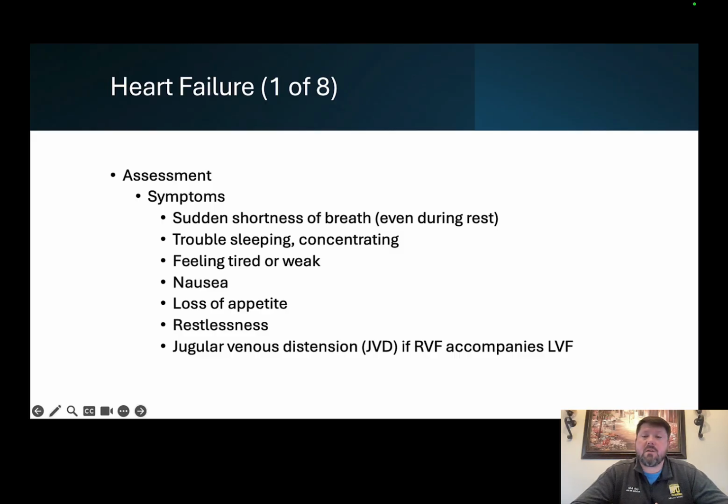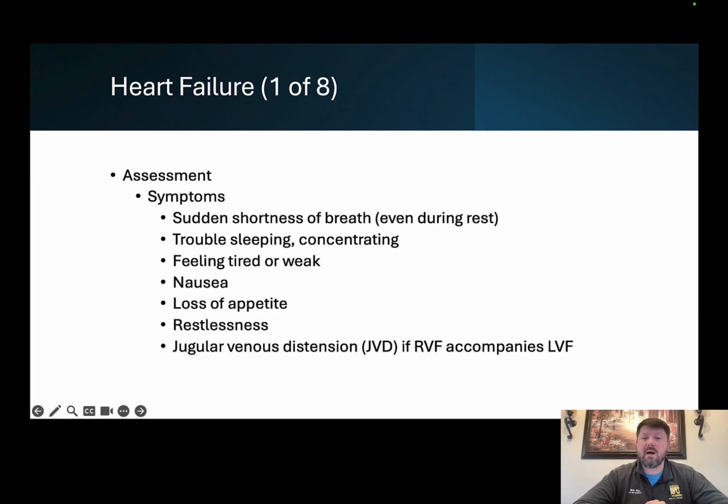You may also hear crackles in the lungs, which are also known as rales. Or you may hear wheezing. So something to remember is that not all that wheezes is asthma. If right ventricular failure accompanies left ventricular failure, then JVD will be visible as the venous system becomes congested.